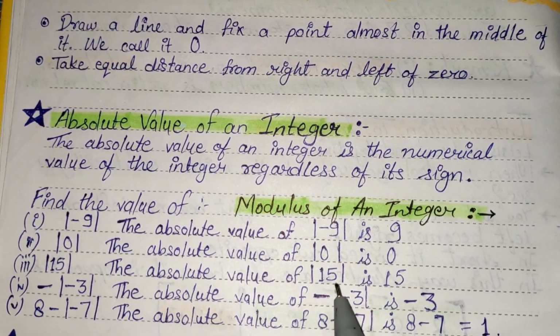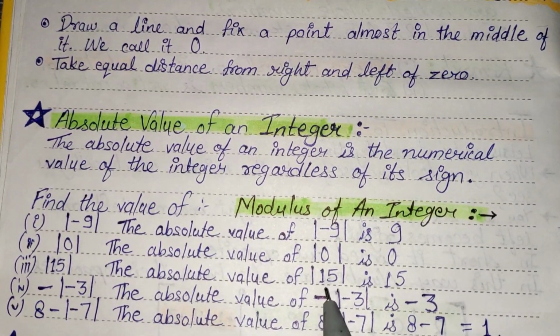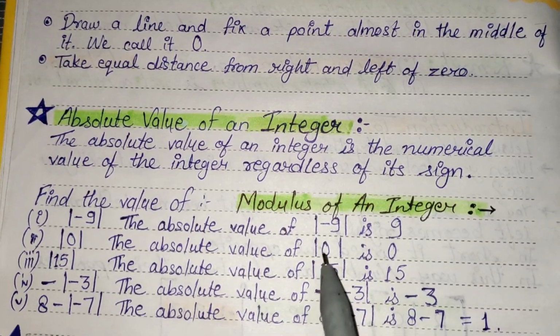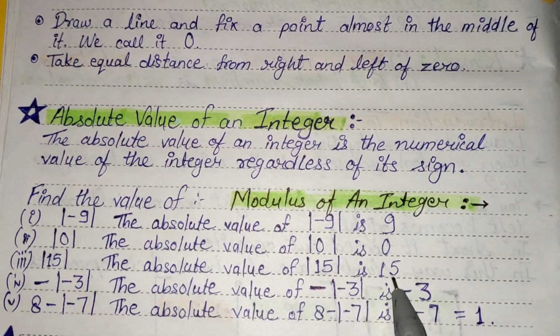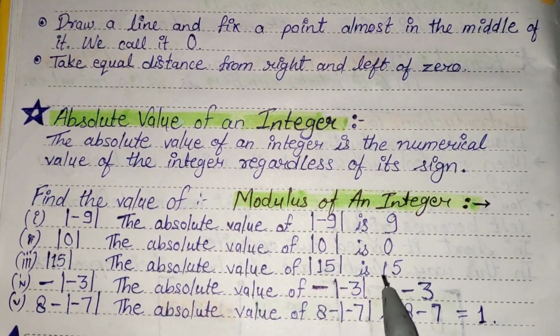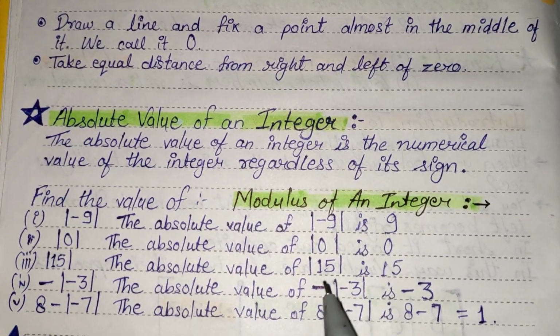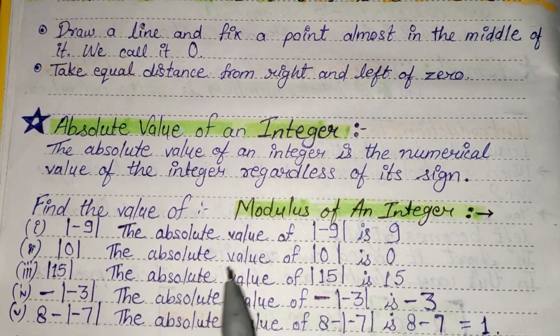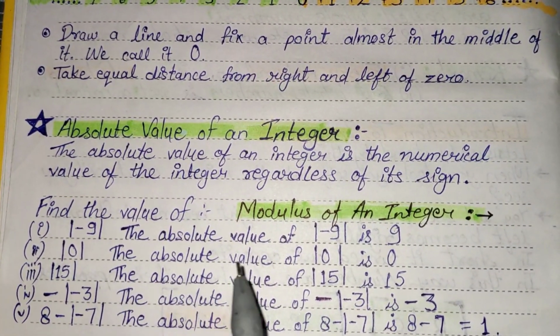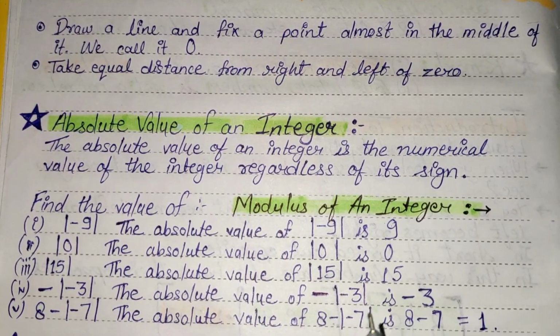If the number already is positive, then when it comes out from the mod, it is positive. So don't change it to negative. That's why we have already learned that the absolute value of an integer is always positive.